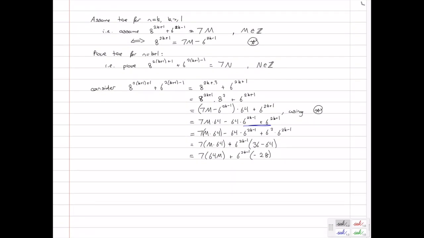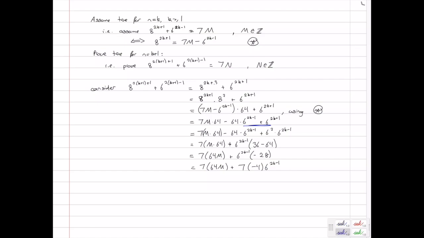Okay, and now what am I trying to do? I'm trying to show that this thing here is divisible by 7. In other words, it's equal to 7 times an integer, which is why I haven't actually multiplied 7 by 64, because 7's already factored out. But somehow I need to pull a 7 out of the second term, which is not too hard because we have 28, and we know 28 is divisible by 7. It's just 7 times 4. So this is going to be 7 times 64m, plus I can factor out a 7 here, and that'll leave me with negative 4 from the 28 times this 6 to the 2k minus 1.